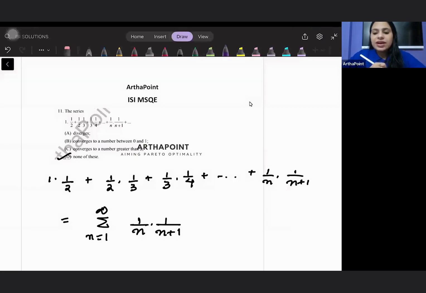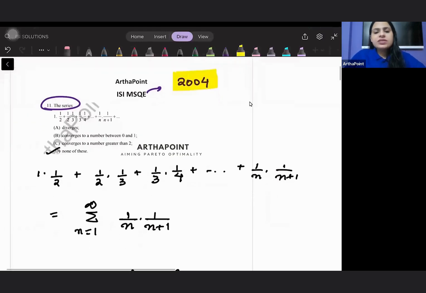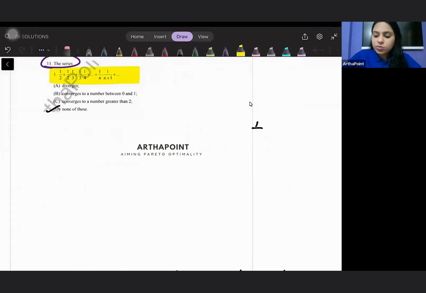Let us go ahead and take question number 11 and 12 today of ISI MSQE 2004 paper. Look into the question. This question says you're given this series and you need to tell whether this is convergent or divergent series. Right beta. Now in order to solve such questions, you need to see the form of this series.